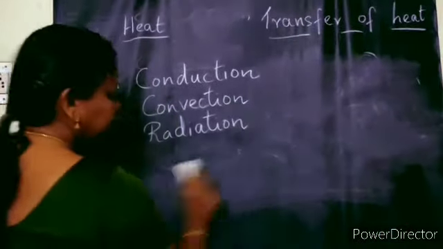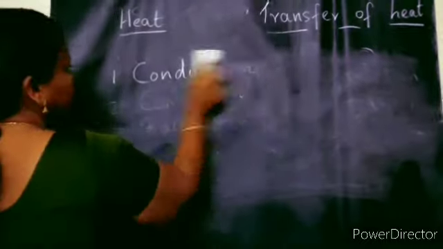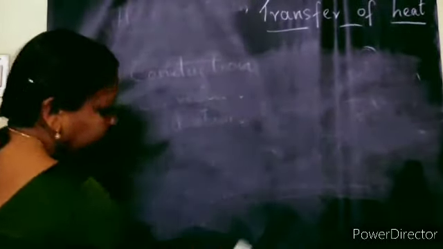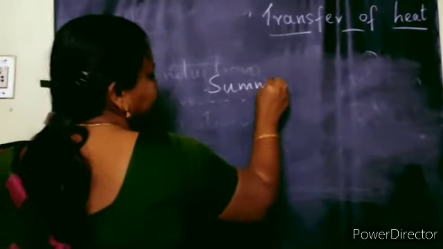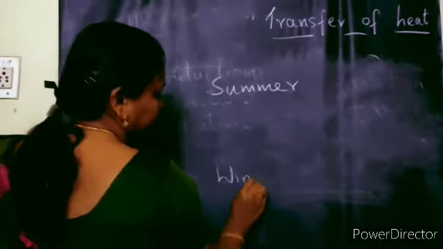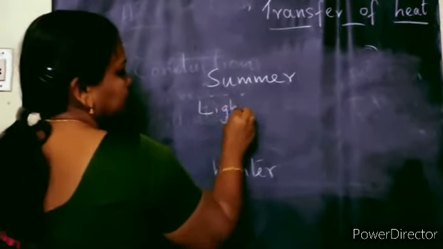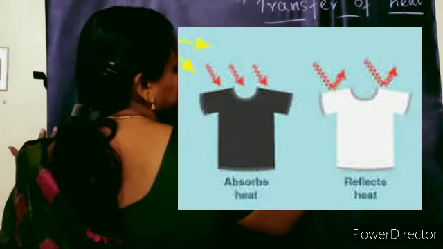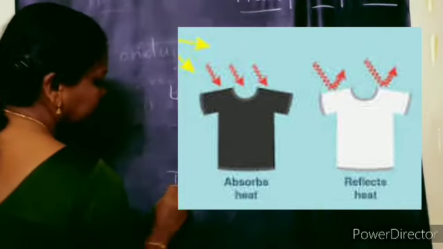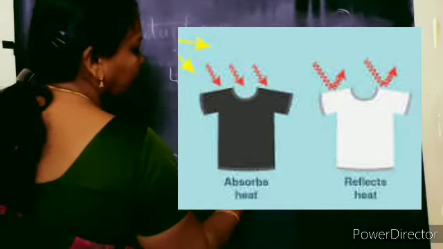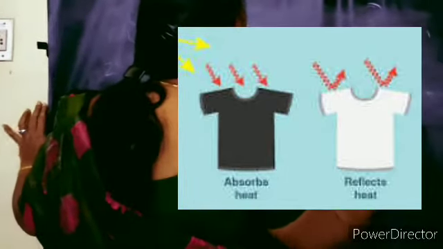See children, during summer we decide what to wear. We prefer to wear light colored clothes in summer, and in winter we prefer to wear dark colored clothes. Now can you relate this with radiation and think why we are doing so?